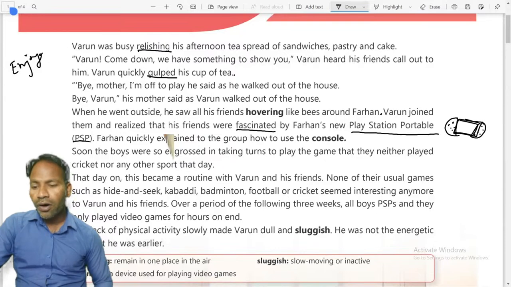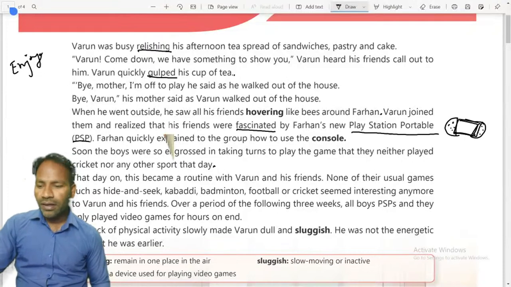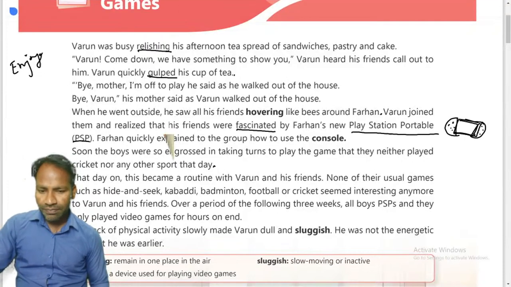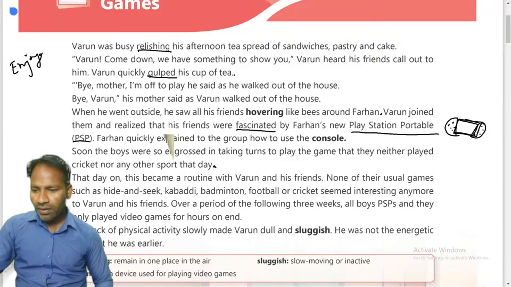that they neither played cricket nor anything else. Soon all the children took more and more interest in playing games on that portable. They forgot their other sports, physical games, on that particular day, and were completely attracted towards that PSP and the virtual game. That day they did not play any game. They were completely attracted towards only that PSP and virtual games.